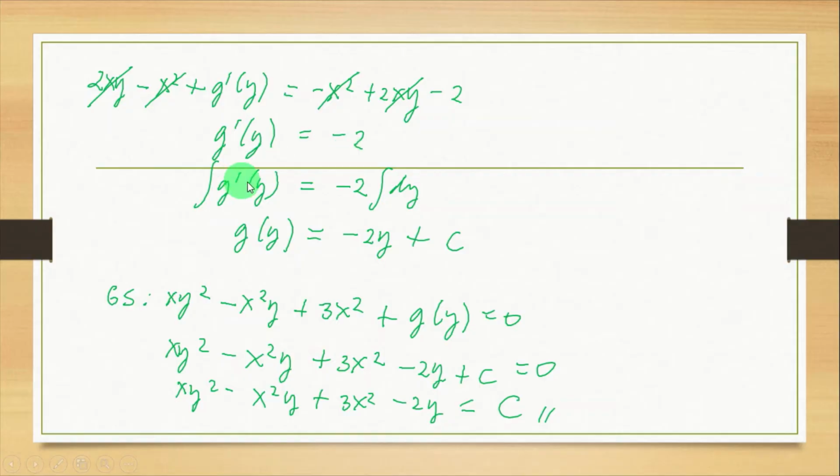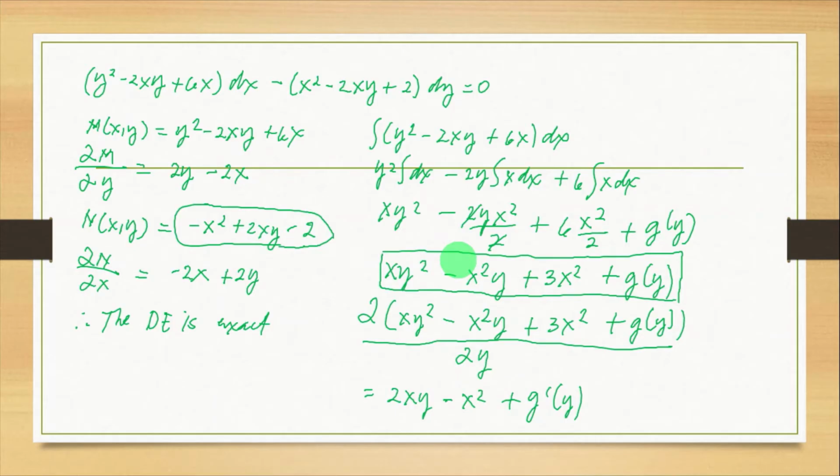You take the integral of both sides. So you have the integral of g prime of y is equal to negative 2 times the integral of dy. We are integrating with respect to y. So the integral of g prime of y is g of y, and that's equal to negative 2 times the integral of dy, which is y, plus the arbitrary constant c. And if you can recall our process, in step 2, we were able to find an expression that can be equated to 0 that will become our general solution of the differential equation.